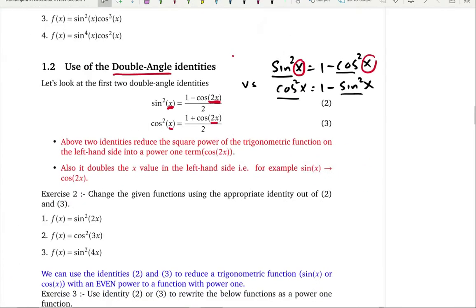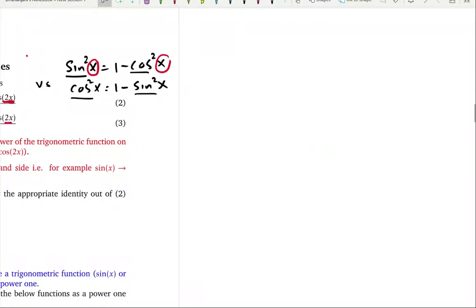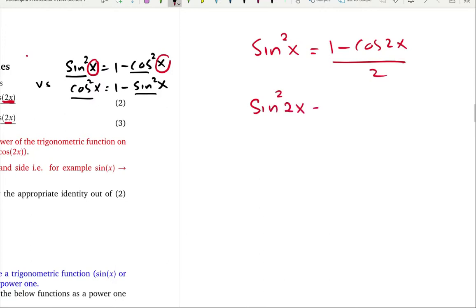Now what do I mean? You will be like, okay, that's obvious. Now here's something you can do, maybe you don't know this. Let's write the double angle identity again. Sine square x is 1 minus cosine 2x over 2. So this is the identity. How about sine square 2x? Now remember, whatever you have here, it gets doubled. So what is this? 1 minus cosine, guess what? Yes, 4x over 2. So that's very important.